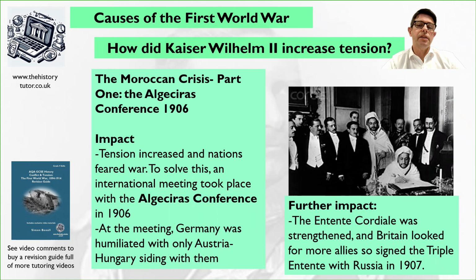So the impact of this, tension was increased and nations started to fear war. And so to solve this, they set up a conference called the Algeciras Conference, which was in 1906. At the meeting, Germany was isolated and only really had Austria-Hungary to support them. And obviously this was a bit of an embarrassment for Germany. Further to this, another impact was that the French and British had seen the aggression of Germany, and their friendship was strengthened even more. And they started to look for more people to join their friendship. So Britain was more tempted to sign an agreement with Russia.